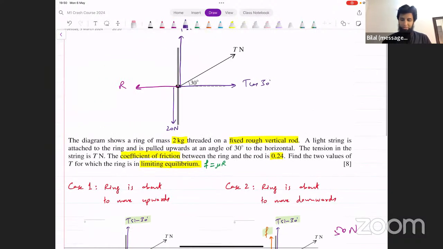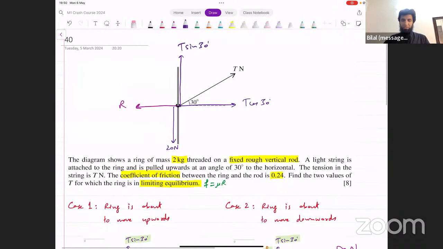Now, this is one such example. Have a look at this question quickly. Read the question statement. What they're asking about at the end is: find the two values of T for which the ring is in limiting equilibrium. Essentially, they're asking for the greatest possible value of T. So sometimes this question is worded like this: find the two values of T for which the ring is in limiting equilibrium. The same question could be worded slightly differently as well.